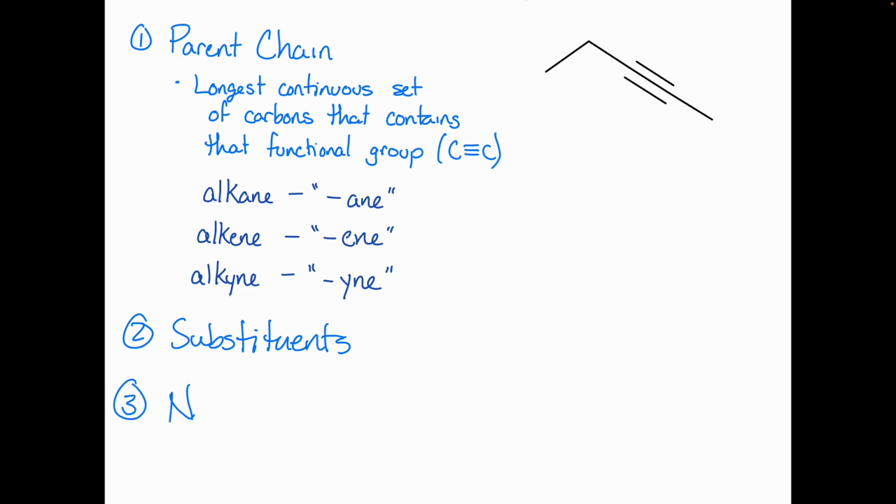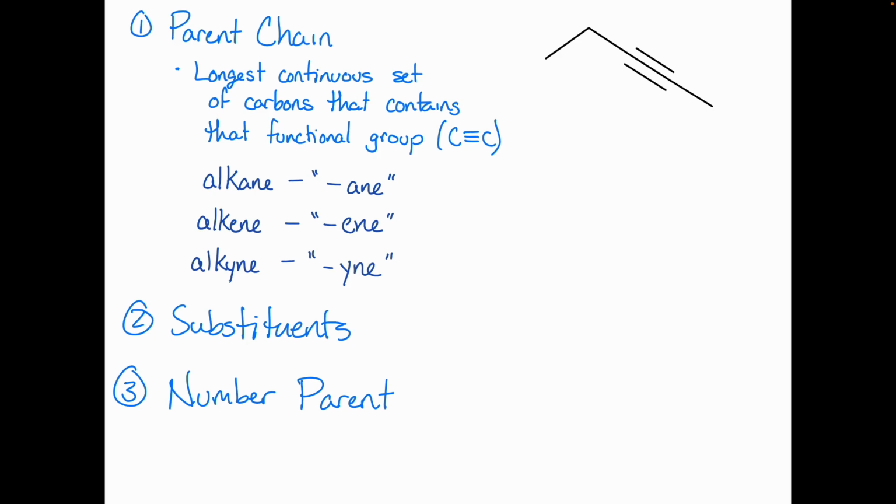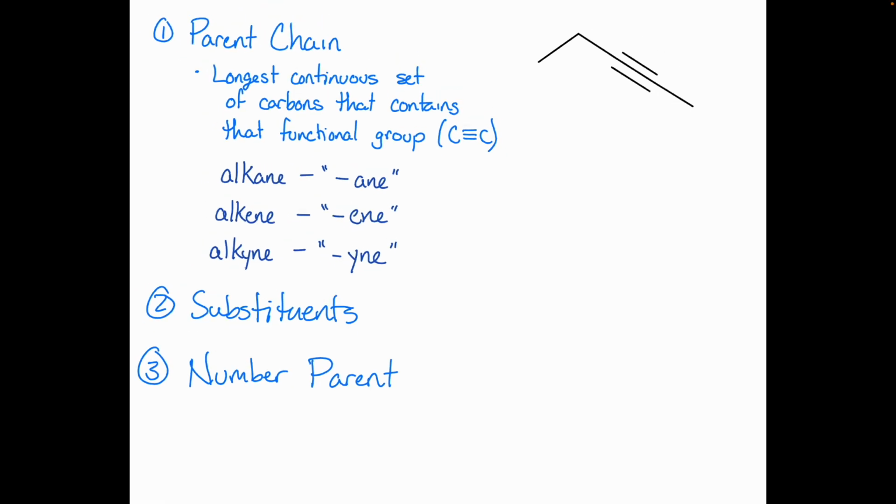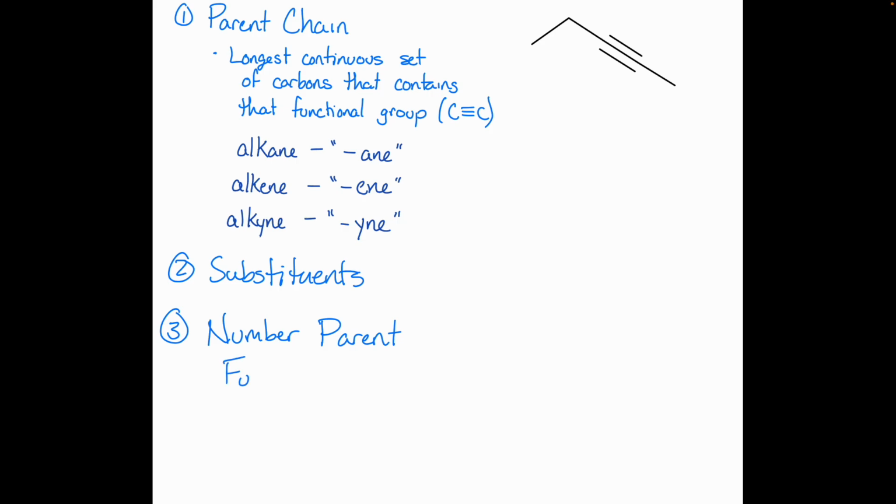All right, and then when we number our parent chain, the only thing that we're going to note is exactly what we had talked about with regard to alkenes, which is those functional groups, they get priority in your numbering scheme. All right, so when I number this molecule, the only thing I'm going to pay attention to is the location of that triple bond. All right, so again, functional groups get priority.